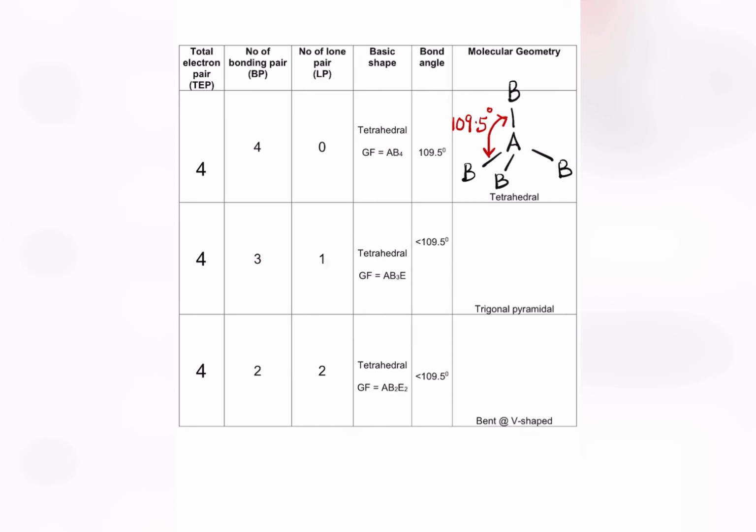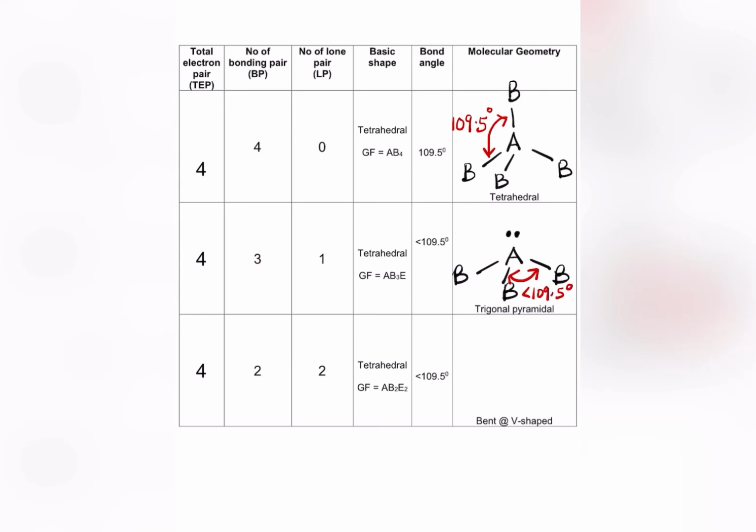So, right now, how is my drawing? Saya akan draw di mana saya gantikan satu bonding pair dekat atas ni sebagai lone pair. So, my drawing is going to be like this. So, I got 3 bonding pairs. And one of it saya gantikan sebagai lone pair. And then what's next? The bond angle from here to here will be less than 109.5 degree.